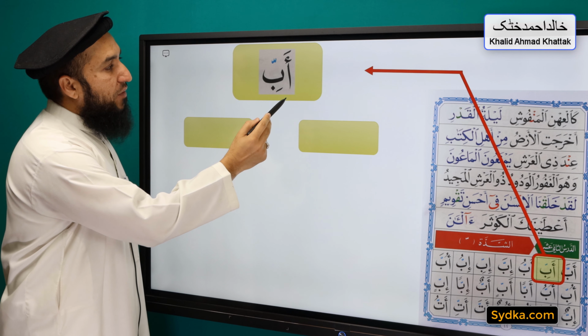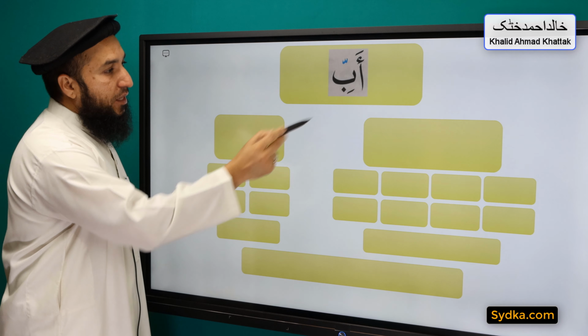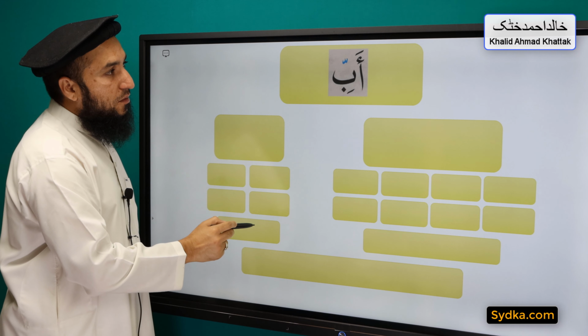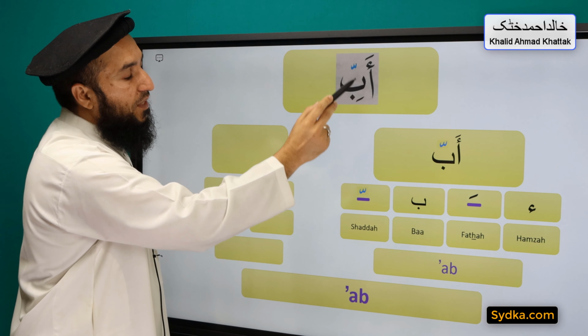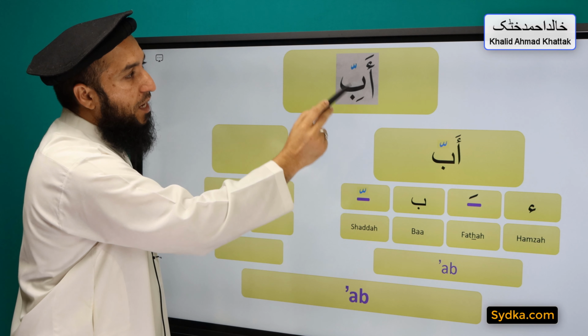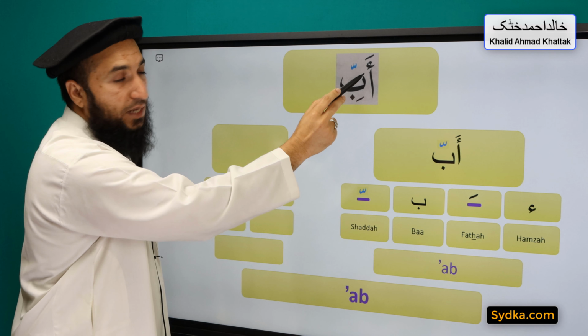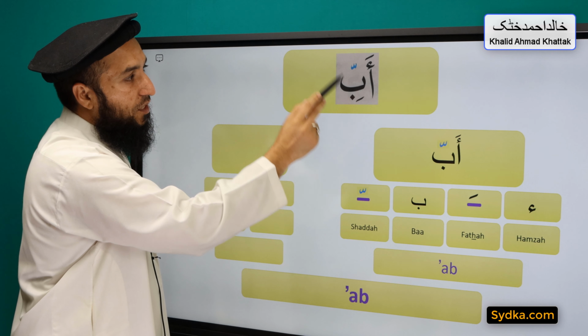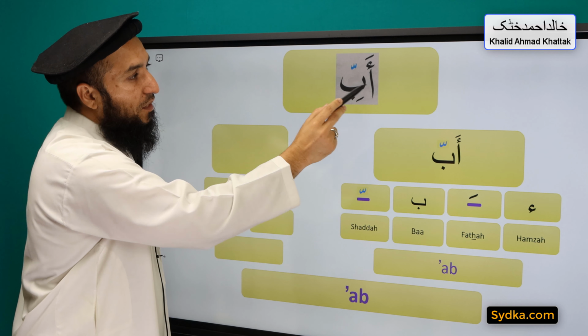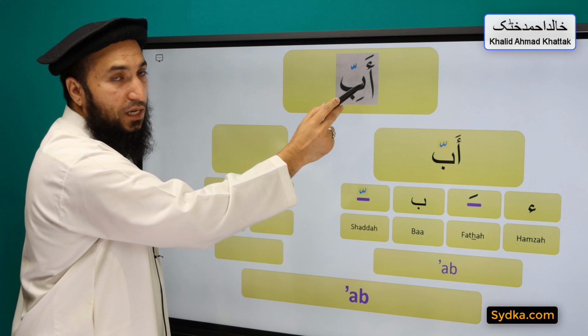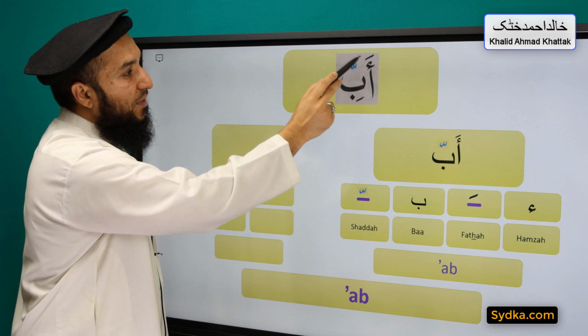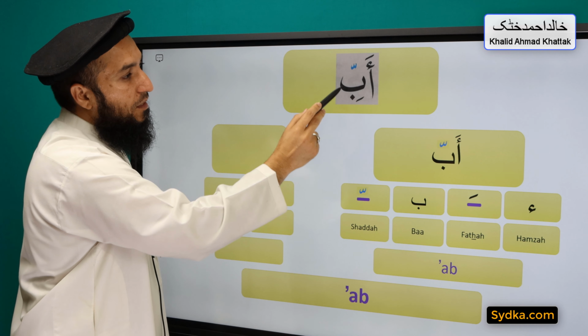The next word we have is abbi, and it can be divided into two syllables. The first syllable we have is Hamza fatha ba shadda ab. Hamza is a light letter, it has fatha on top of it, it is followed by ba, ba has a shadda. This alif is used as a chair for Hamza and it is silent. Hamza fatha ba shadda ab.